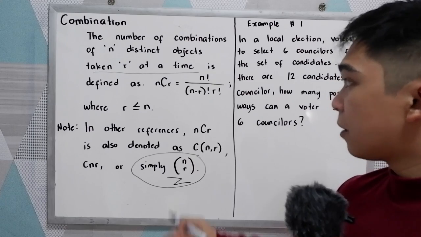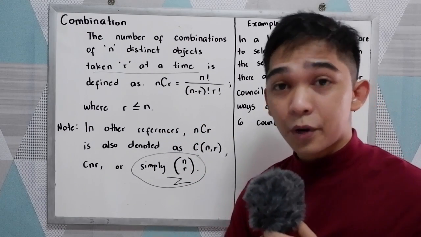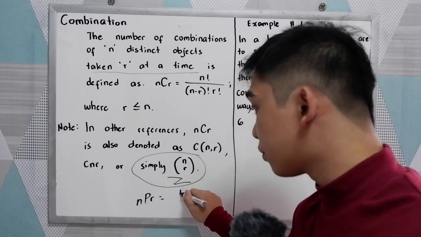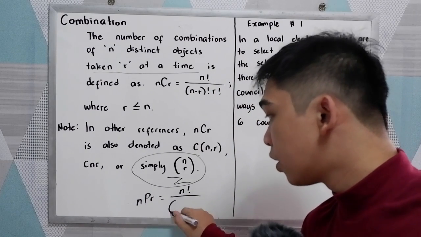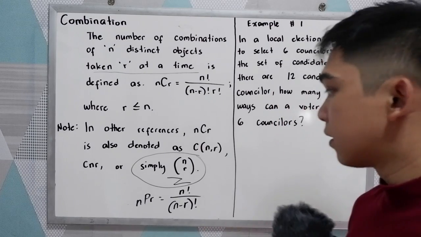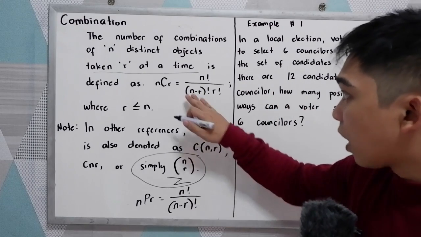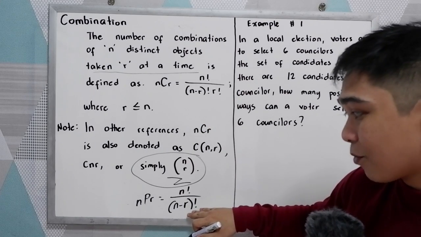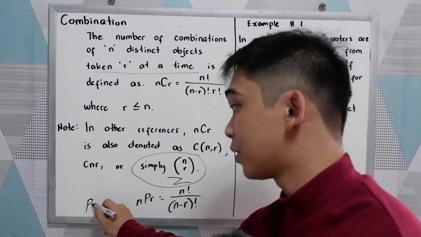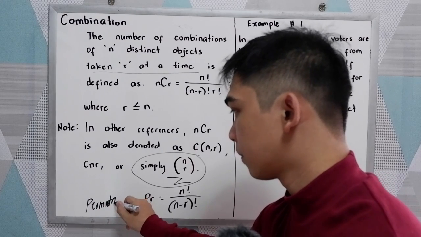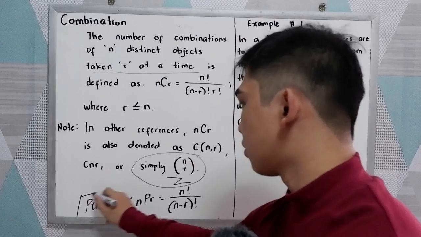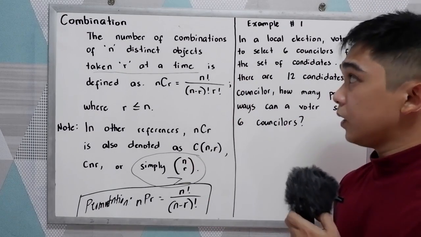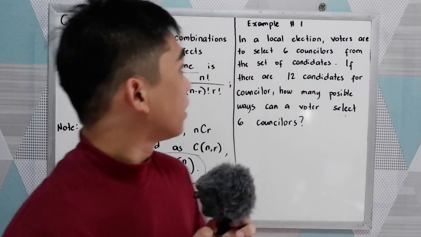But by the way, let us recall our permutation. If we have nPr, that is equal to n factorial all over quantity n minus r factorial. So notice the differences. In combination, in our denominator, we have r factorial, unlike in our permutation. Take a look at that. So those are the differences between the two formulas. Now we have our example number 1.